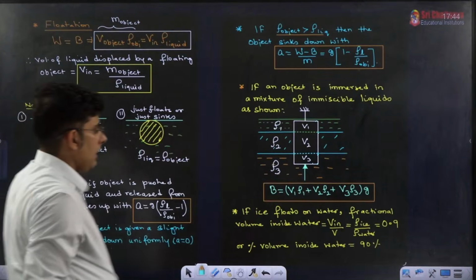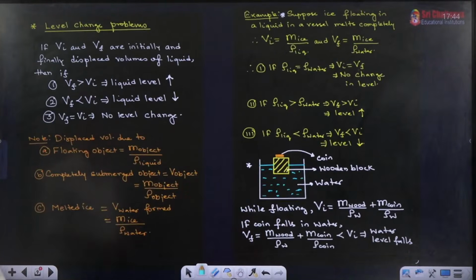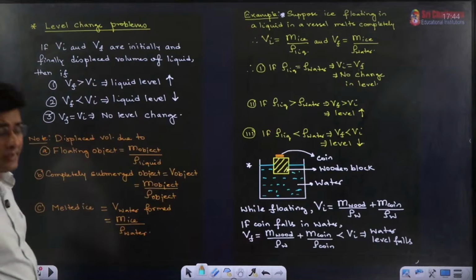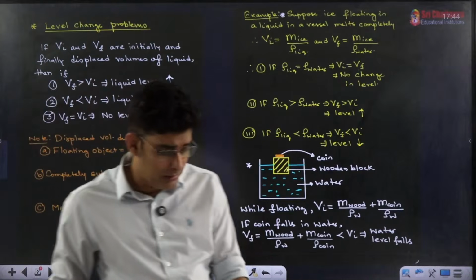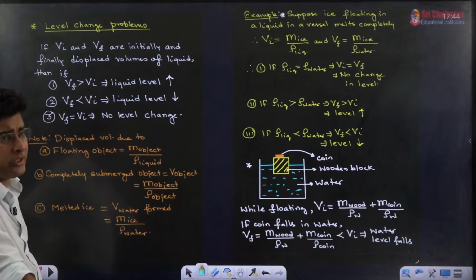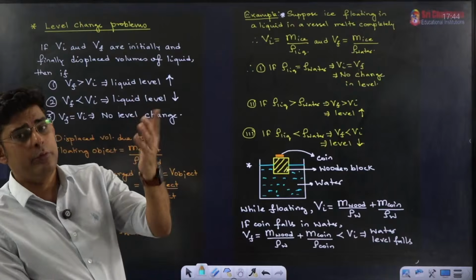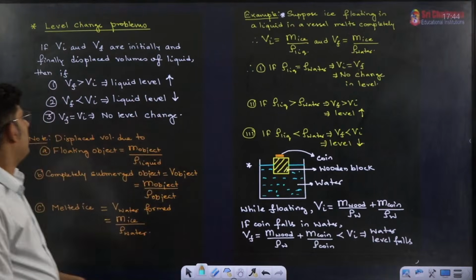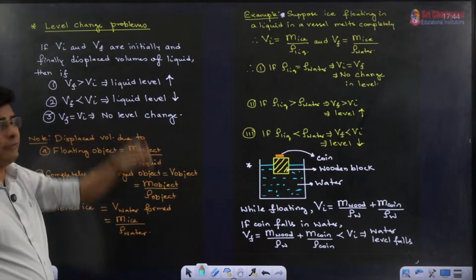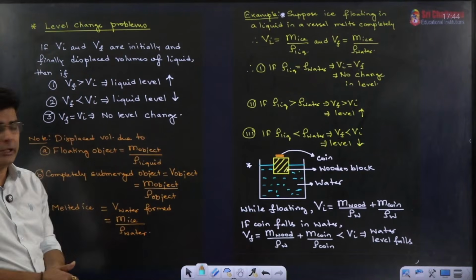Now this I already told about ice. Next we have level change problems, a very interesting case, and some students do it very quickly, some take a lot of time in solving such questions. Very easy concept. In level change problems, they will ask whether the level of liquid will rise or fall. Very easy way of doing it: you have to find Vi and Vf. What are Vi and Vf? These are the initial and final displaced volumes of the liquid.